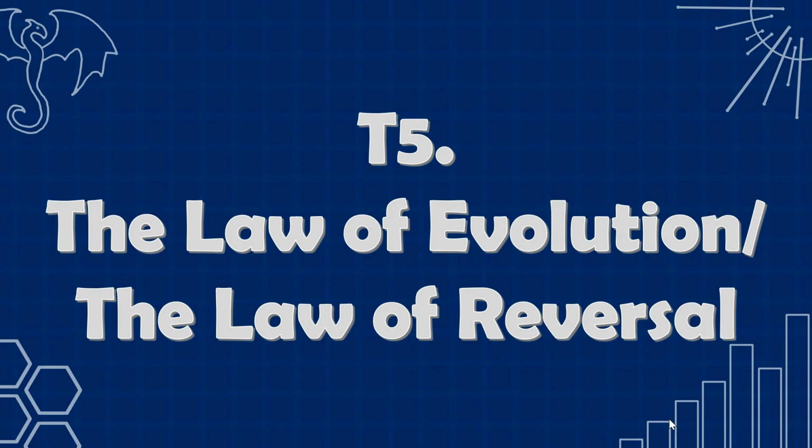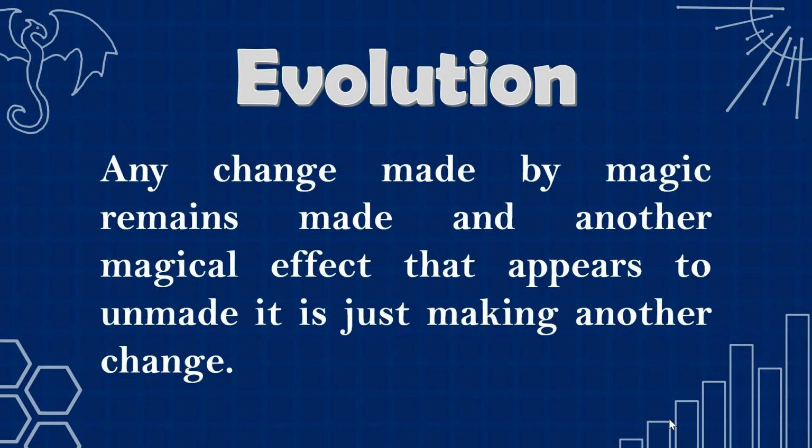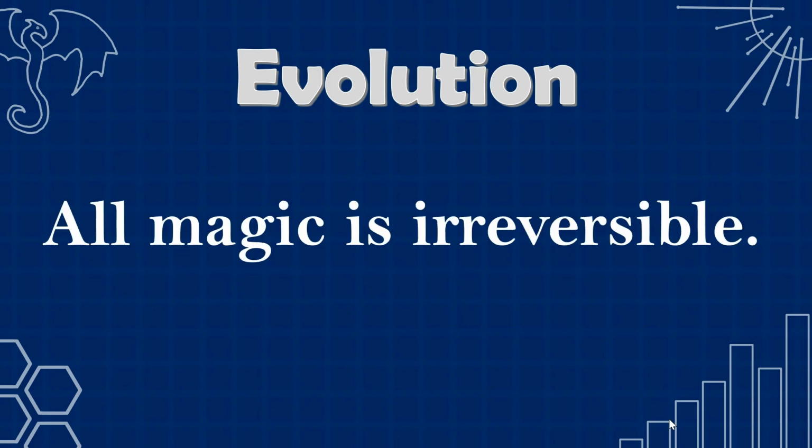We have first the law of evolution. What it says is that the world is in constant evolution, so any change made by magic remains made, and another magical effect that appears to unmake it is essentially just making another change. Or, in other words, all magic is irreversible.